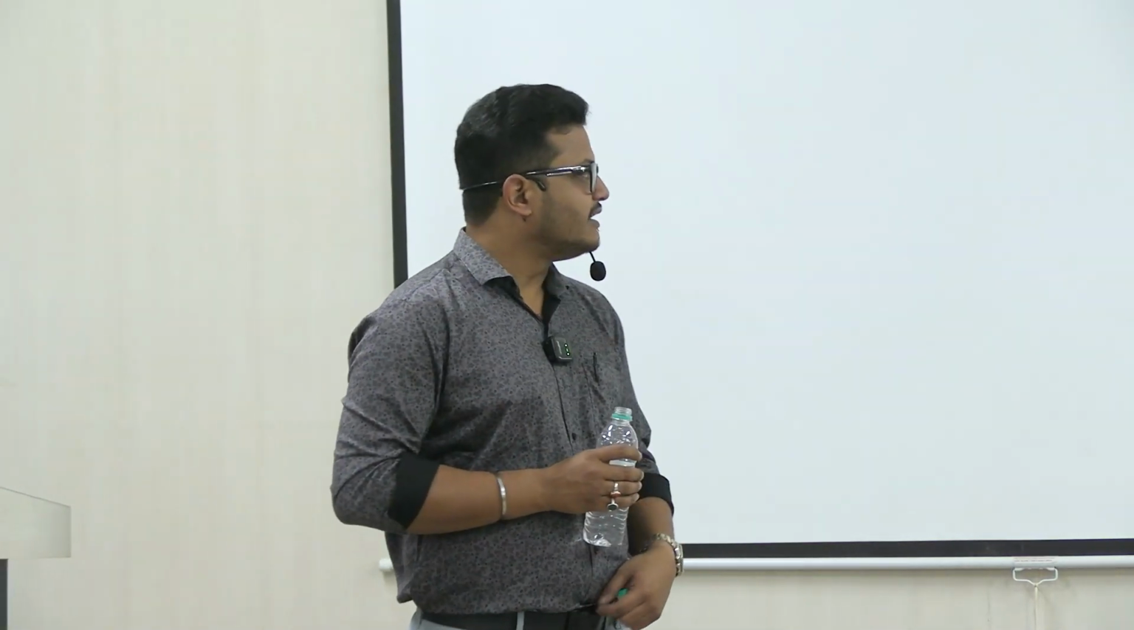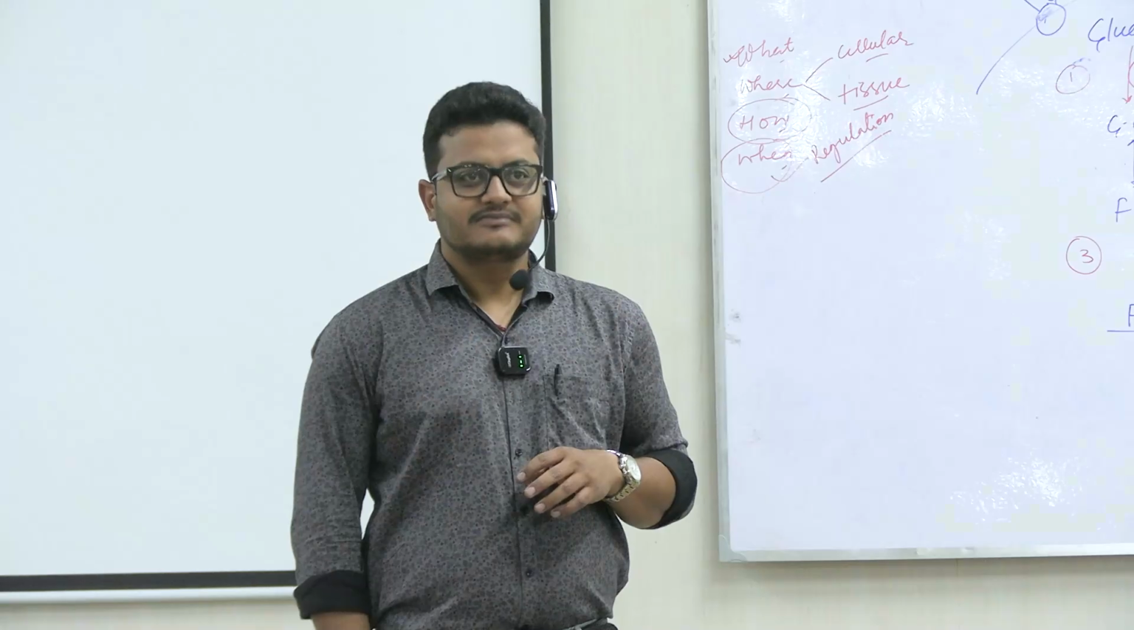2 phosphates are there, sir. Yes, 2 phosphates are there. Okay. At position number 1 and at position number 6. We can add di, no? We can add di. Fructose 1,6-diphosphate because you have 2 phosphates. Why bis? I thought so.